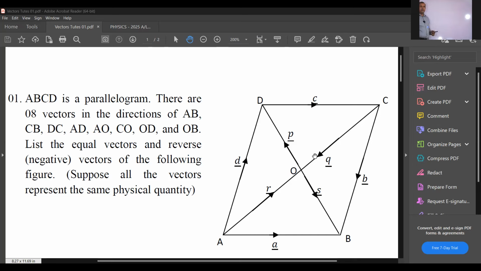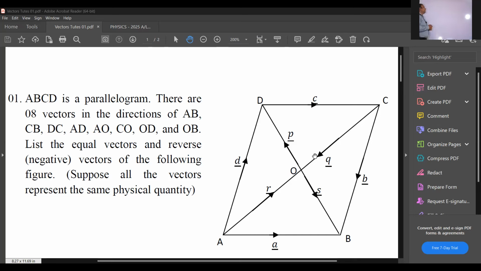All the vectors are homogeneous vectors, so it is given. So the first and second things, that means the length and the directions, should be equal. Length is the length of the line segment. The direction is the arrowhead direction. Okay.